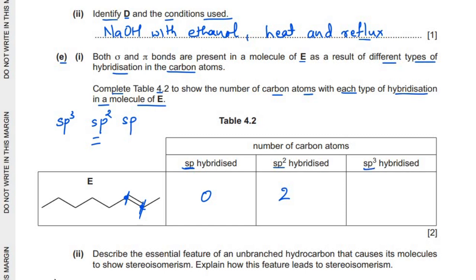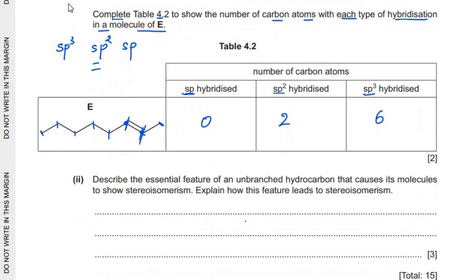And if you talk about sp3 hybridization, then let's count how many carbons are having single bonds. So starting with here: 1, 2, 3, 4, 5 and the last one, 6. So there are 6 carbons which are having all single bonds. So that's an sp3 hybridization. So 6 carbons have sp3 hybridization.